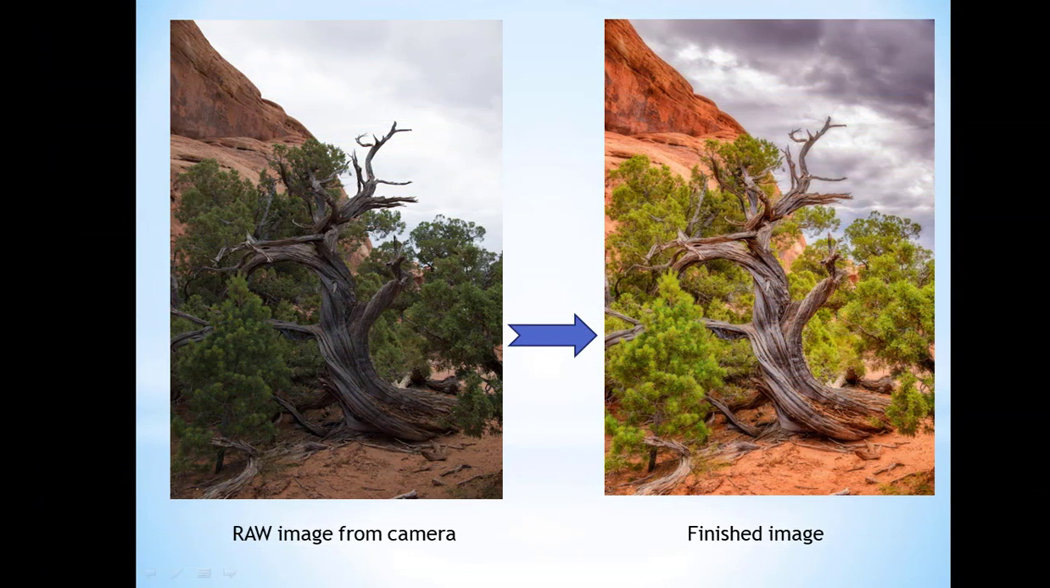Okay, here's an image from Arches National Park. On the left is the raw image directly from the camera, and on the right is the finished image. You can see in this image I have brought back the detail in the sky, the colors in the trees, and the colors in the hill. I then added an Orton layer to it, and then selectively removed it from the dead tree. This has the effect of drawing your eye directly to where I want you to be looking.